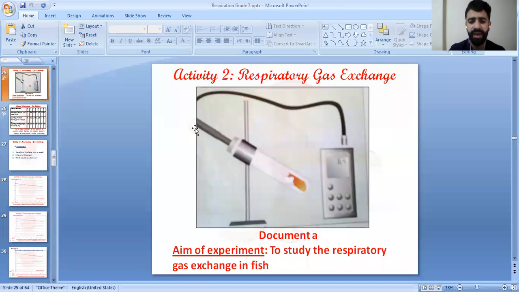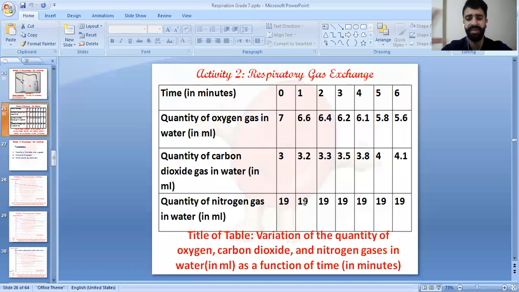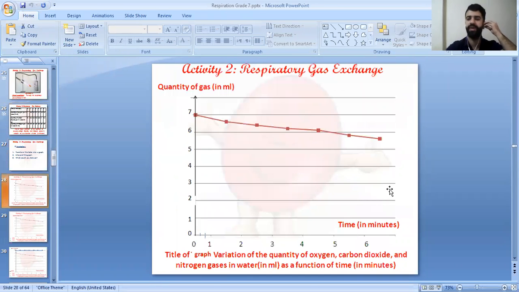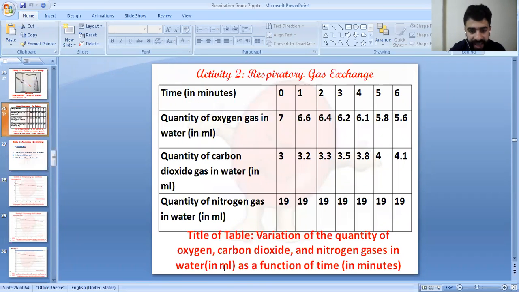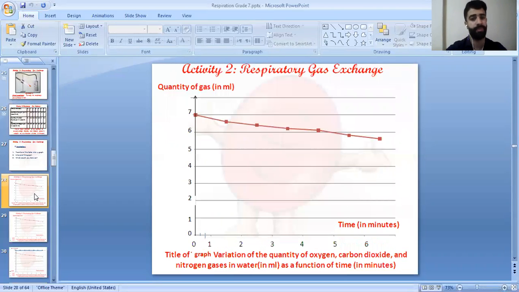We did this experiment. The aim of this experiment is to study the respiratory gases in fish, respiratory gas exchange. We have this table showing the variation of the quantity of oxygen, carbon dioxide, and nitrogen. The oxygen decreases from 7 to 5.6. The carbon dioxide increases from 3 to 4.1, and nitrogen remains the same. We have to transform the table into a graph. Always, always, always: the one that's found above in the table will be on the x-axis in the graph, and those will be on the y-axis. So this one is decreasing, it represents the oxygen.